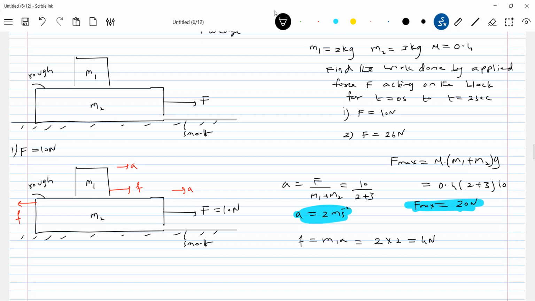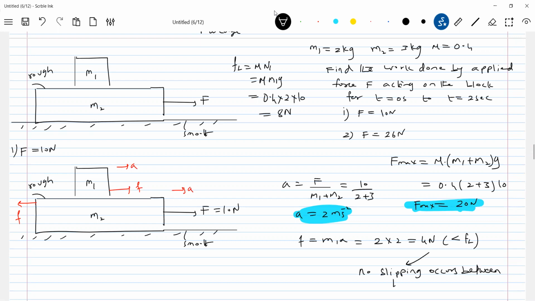What is the limiting friction? Mu N1. Limiting friction is equal to how much? 0.4 into 20 is 8 Newton, no? But how much did we get? Less than the limiting value. So what can you conclude here? No slipping occurs between the blocks. This is the first basic idea.